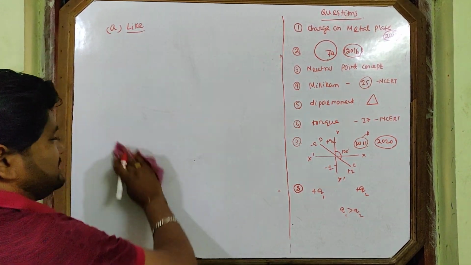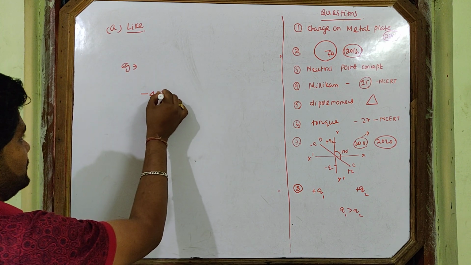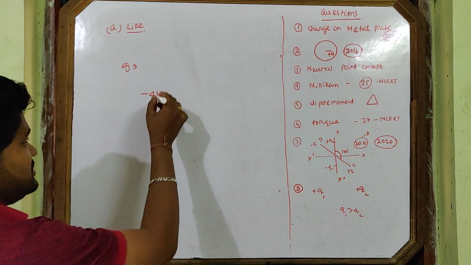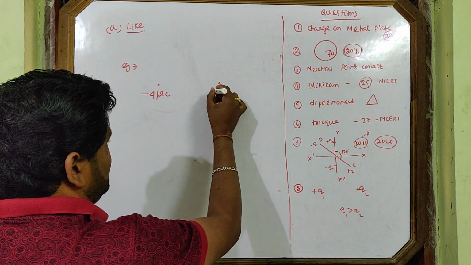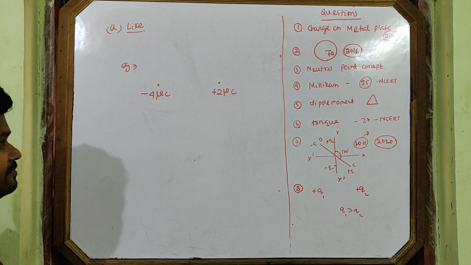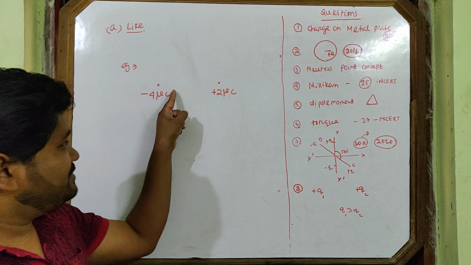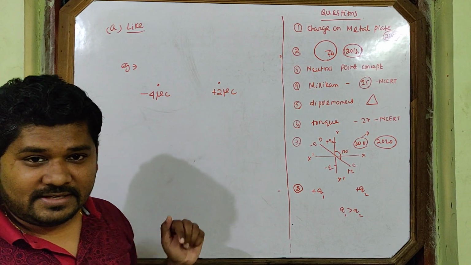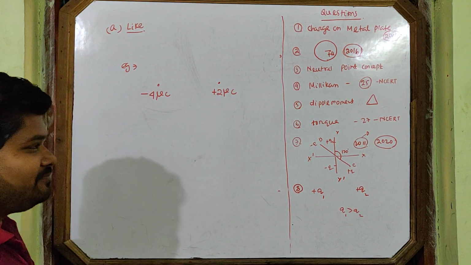But one example I am giving you here. Suppose this is a minus 4 microcoulomb charge, and one I will take plus 2 microcoulomb. So at which side will the neutral point lie? Is it in between? No, because they are unlike. Is it at plus 2 microcoulomb or minus 4 microcoulomb?